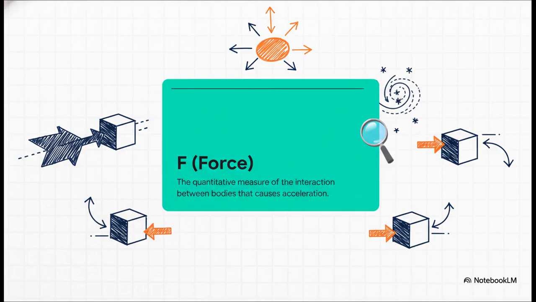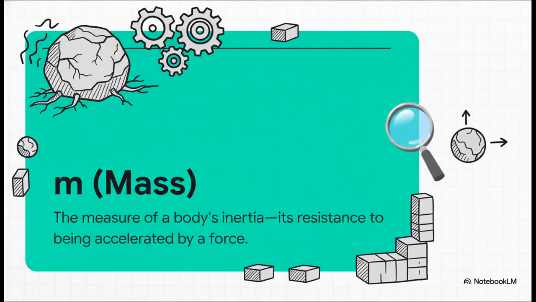Next, we've got m for mass. Now, this is super important. Mass is not the same thing as weight. Mass is really a measure of an object's inertia. You can think of it as its built-in resistance to being pushed around. It's how stubborn an object is. The more mass something has, the harder you have to push to get it to accelerate.